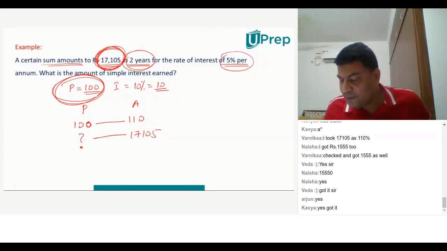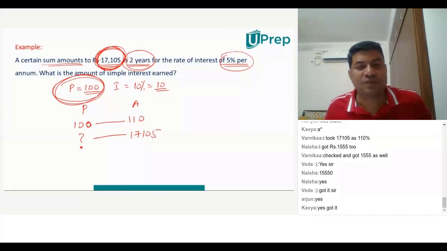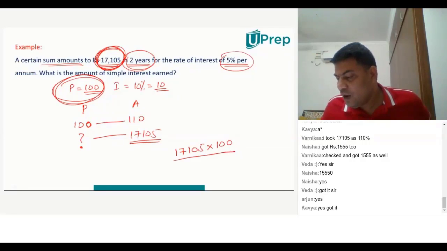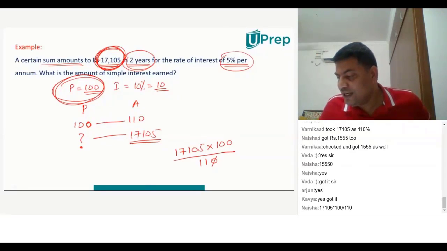So what is your principal if your amount is 17,105? How will you do it? It is simply 17,105 into 100 divided by 110. That's it. Your 0 gets cancelled. You just divide this. 11 ones are 11, 6, 61. That means 5s are 55, 60. Once again 5, 155. So basically, it is going to become 15,550.